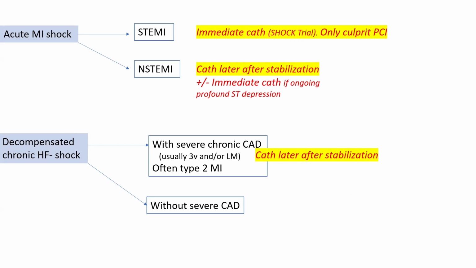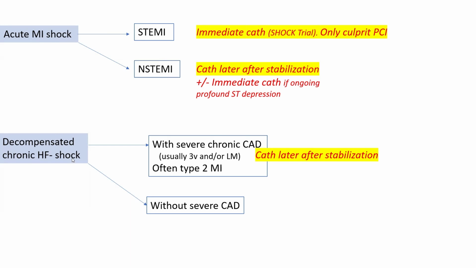Whenever we talk about cardiogenic shock, people think about the SCAI stages A through E. However, another important classification is the types of shock. There are two big types of shock and four subtypes of shock that will dictate your management. And I want you to understand those. The first big type of shock is the acute MI shock, and this has two subtypes, STEMI and non-STEMI. And those are two very distinct subtypes in terms of study and management.